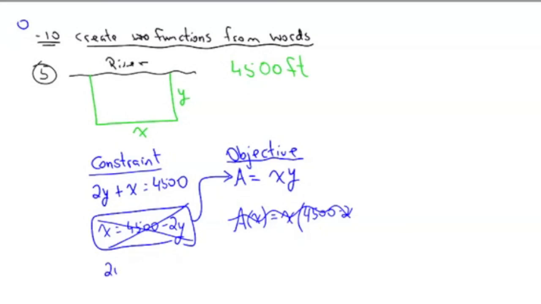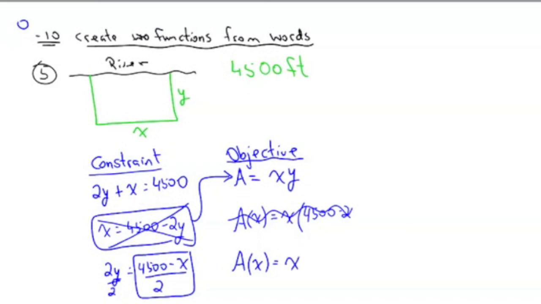So you get 2y is equal to 4,500 minus x, then divide everything by 2. This is what I want to substitute into y. So you get A of x, that's what I really want, the area in terms of x. Leave the x there, I really wanted that x there, that's why I forced it to be there, times 2250 minus x over 2.